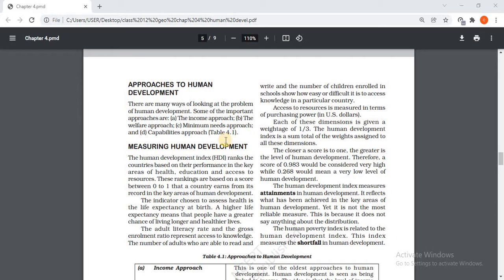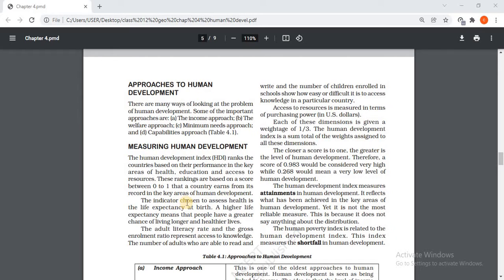Table 4.1. Measuring human development. The Human Development Index (HDI) ranks the countries based on their performance in the key areas of health, education, and access to the resources. These rankings are based on a score between 0 and 1 that a country earns from its record in the key areas of human development.